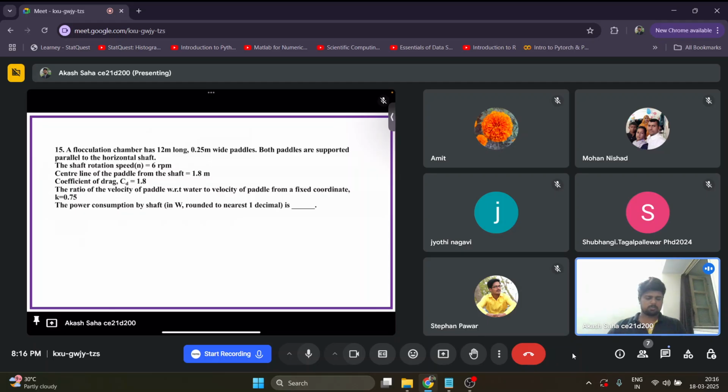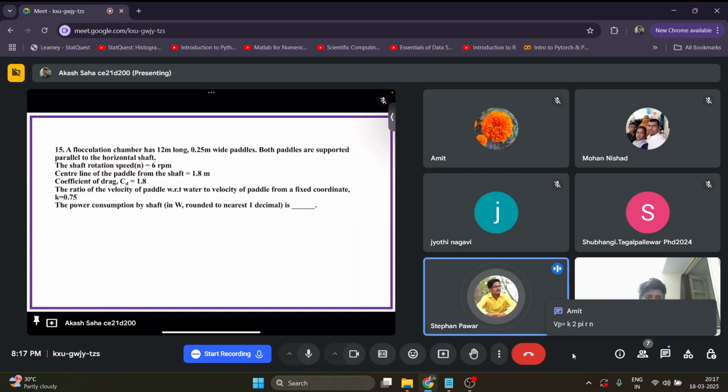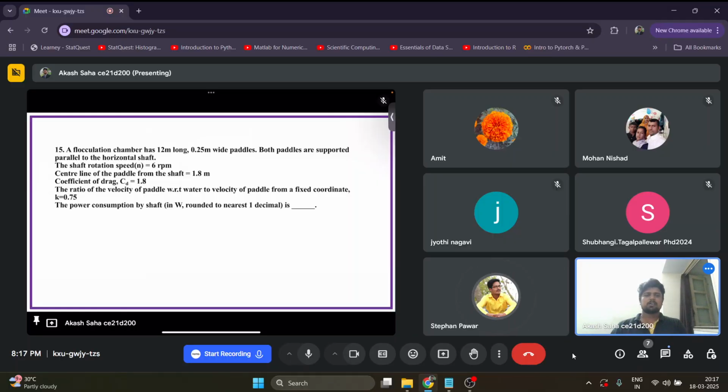So do you know the formula? Anyone who knows the formula? One power we have seen based on the mean velocity gradient, that is G equal to root over P by V mu. Now it is in terms of the paddle configuration. So what is the formula? VP is correct, 2 pi r n. But for P, the drag force is also there. So the formula is half of CD rho W A into VP cube.